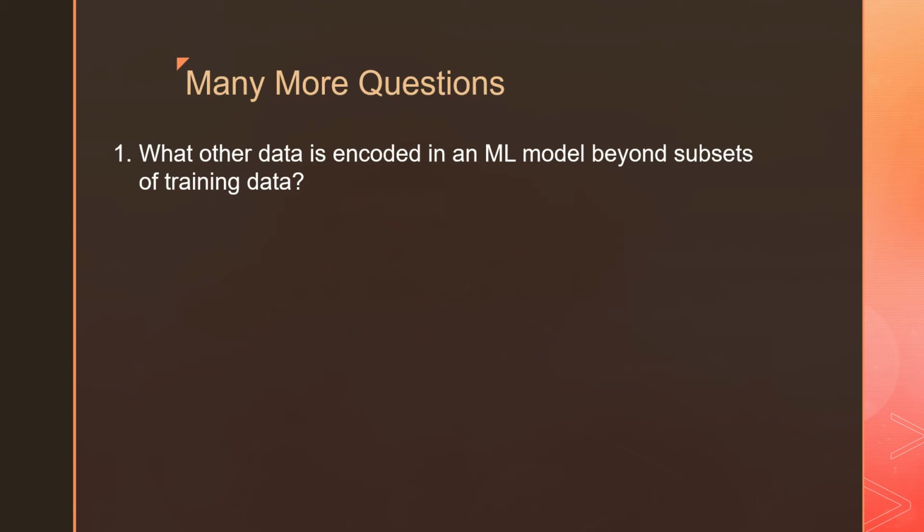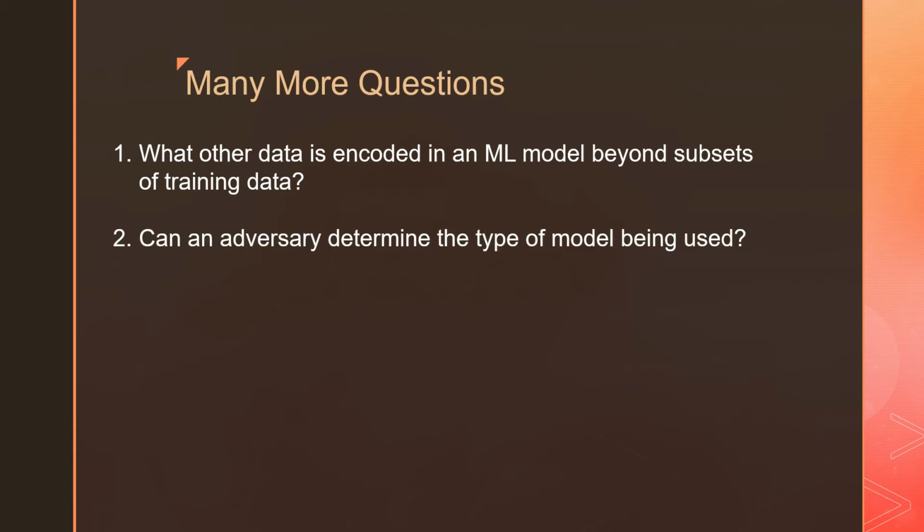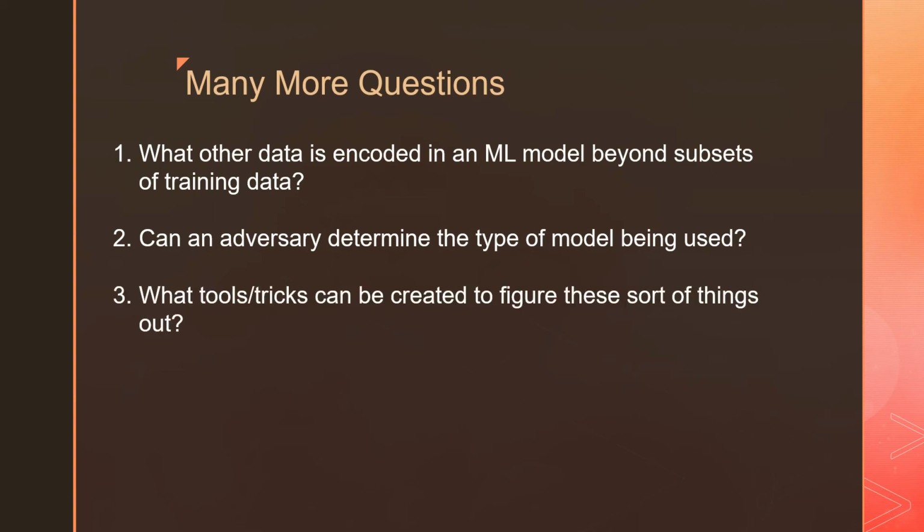So from there, we're looking for paths forward. We have many more questions. What other data is encoded in an ML model beyond subsets of training data? Can an adversary determine the type of model being used? Obviously, it's easy to tell between, you know, a regression line and a classifier, but can you tell between, say, a logistic regression and a least squares regression?